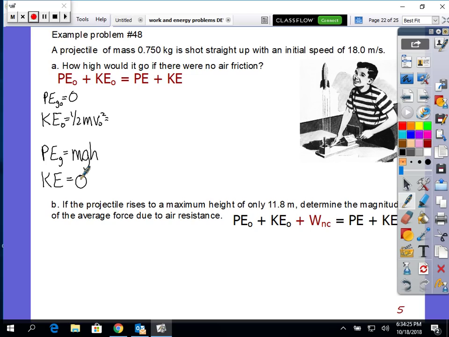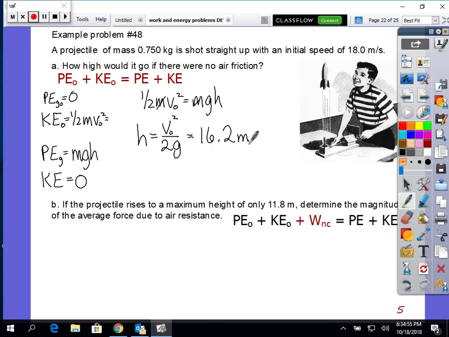So then when I plug it into this equation, I've got 1/2 mv0 squared equals mgh. The m's can cancel. I'm going to divide by g. h equals v0 squared over 2g, which is 16.2 meters.